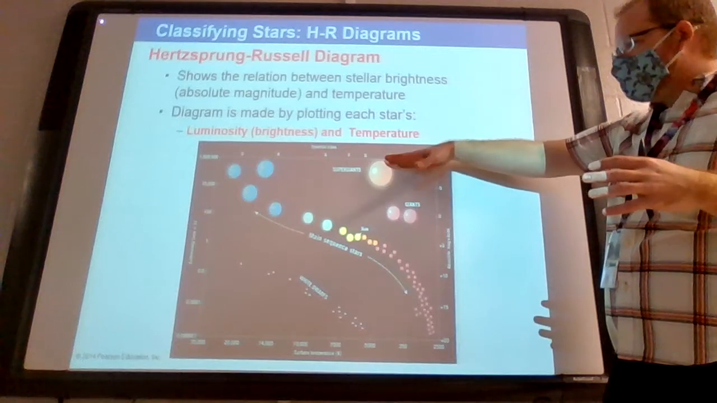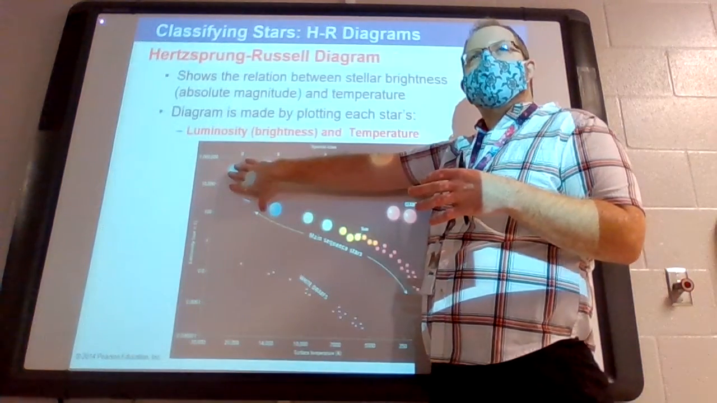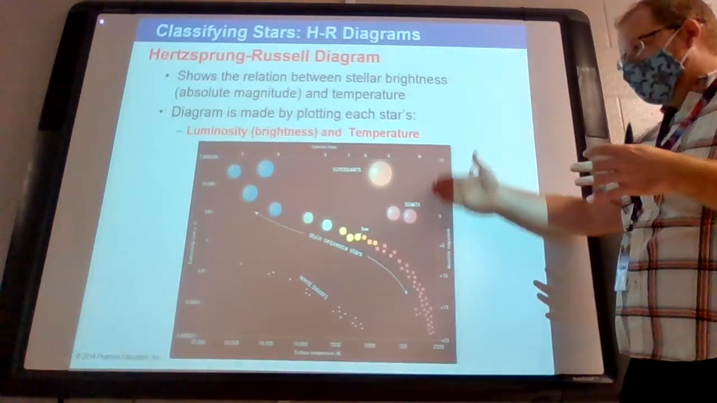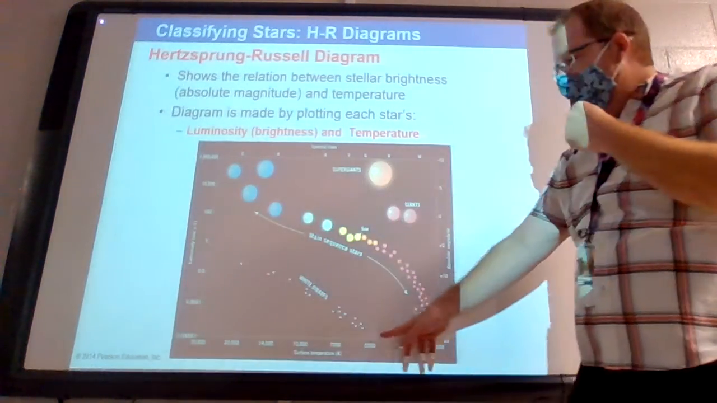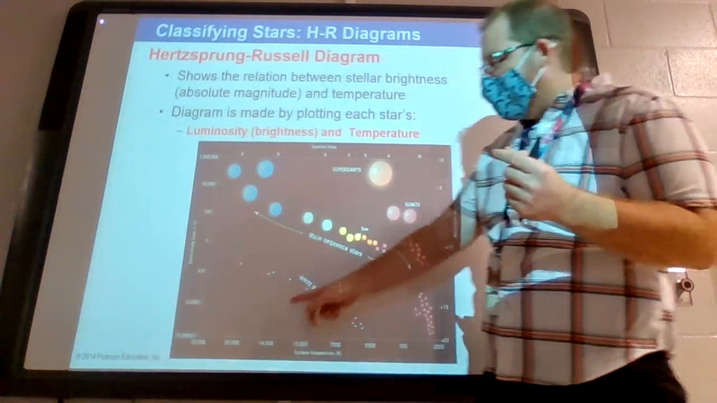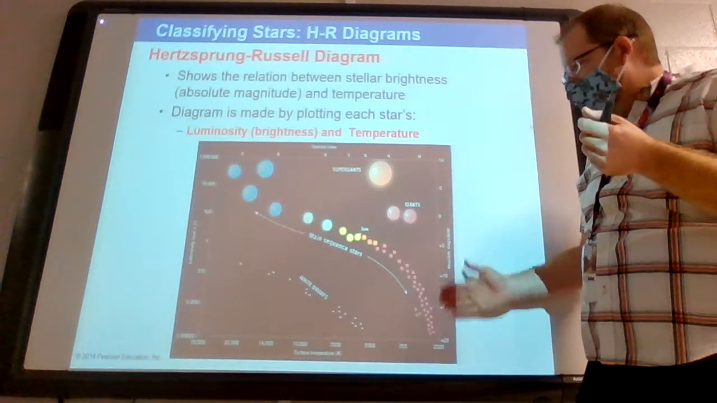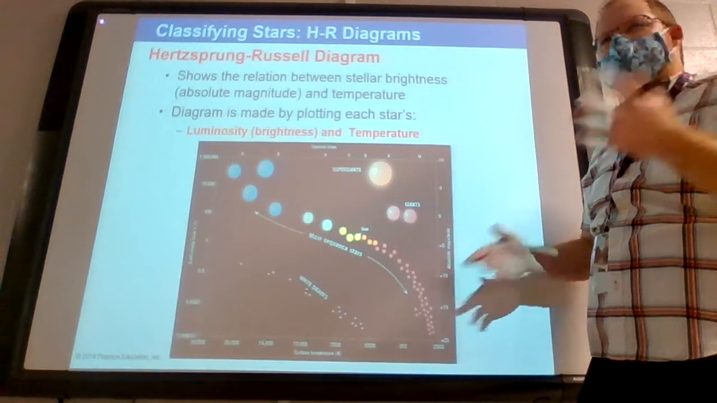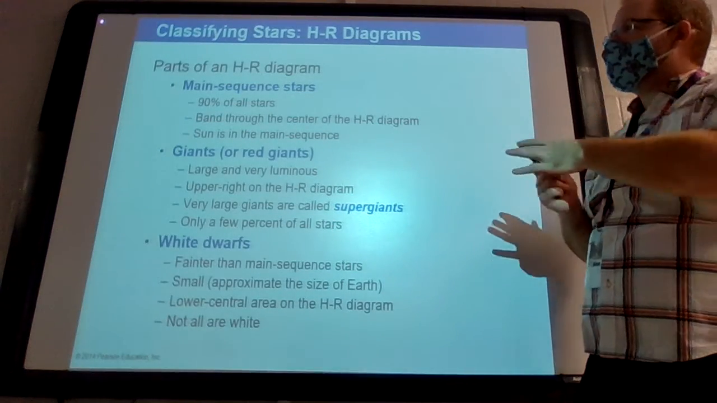Here are your giants and your supergiants, larger, but not quite as hot in temperature as the blue stars, but they do produce a lot of light. And then down here you have your sequence of white dwarfs, very small, very dense. Some of them have very hot temperatures. Some of them have cold temperatures. But in general, they're not super bright. They're just tiny little stars. So they go through the different parts of these.